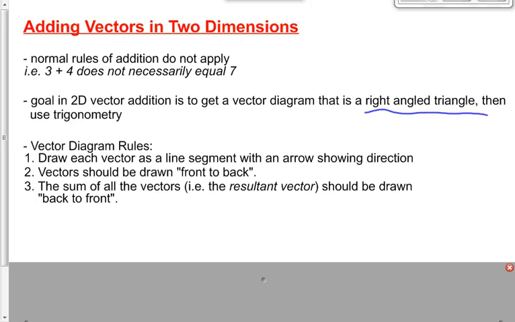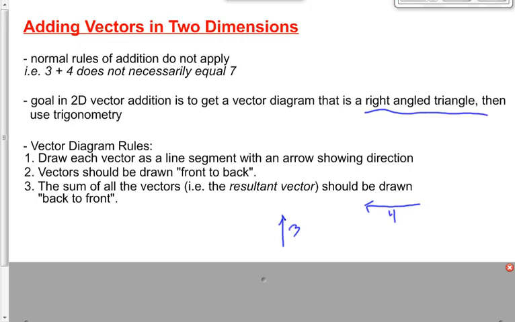Your vectors are line segments with arrows on the end of them. They're drawn roughly to scale, as much as we can. So in other words, if we were adding 3 to the north and 4 to the west, the 3 would look like this maybe, and the 4 might look something like this, a little bit longer than the 3. Okay, I didn't measure those. I don't know if it's perfectly proportional to each other, but in the end, it's roughly to scale.